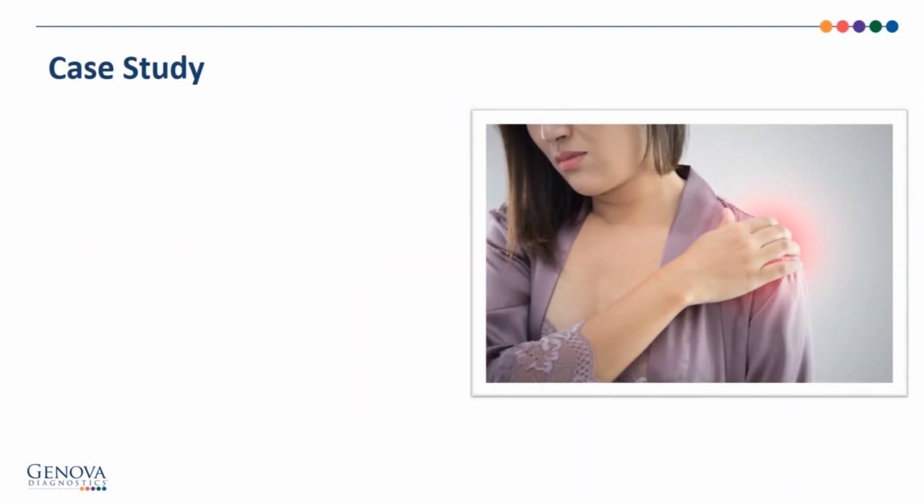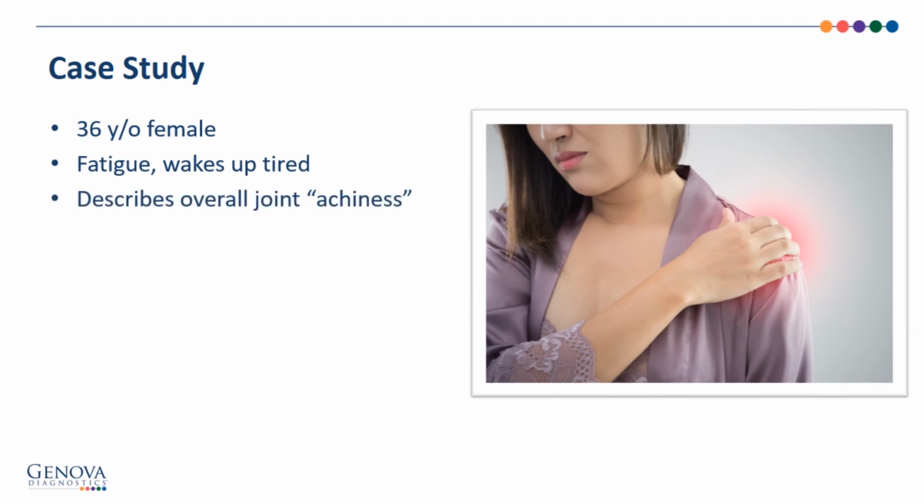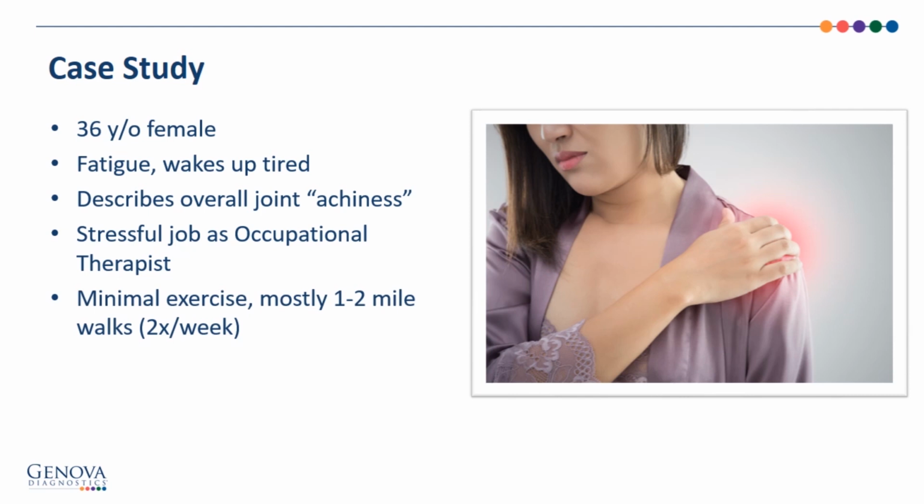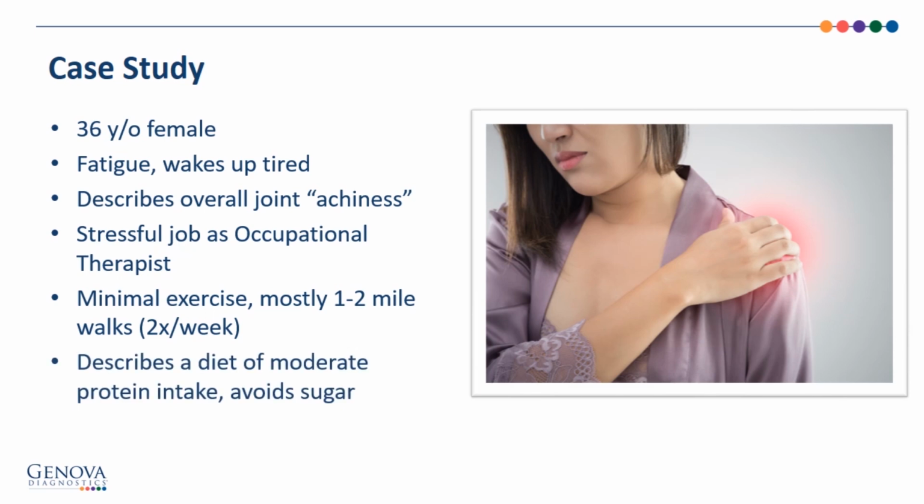The patient is a 36-year-old female. She complains of fatigue. She actually wakes up tired. She describes an overall joint achiness. She has a stressful job as an occupational therapist. Describes minimal exercise, mostly 1 to 2 mile walks, maybe twice a week. And she describes a diet of moderate protein intake and avoids sugar.